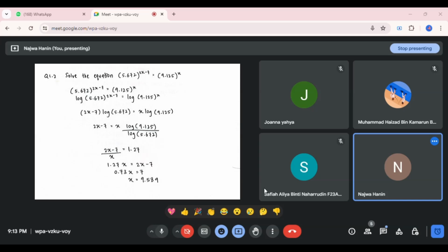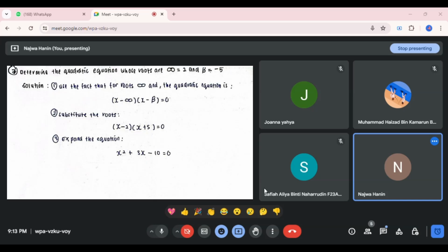Let's move to the other members. So we move to the next chapter.